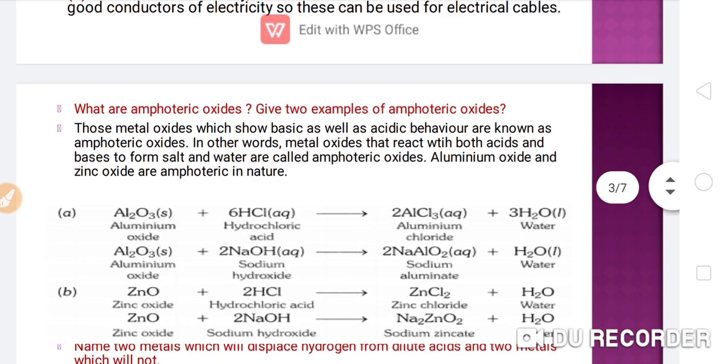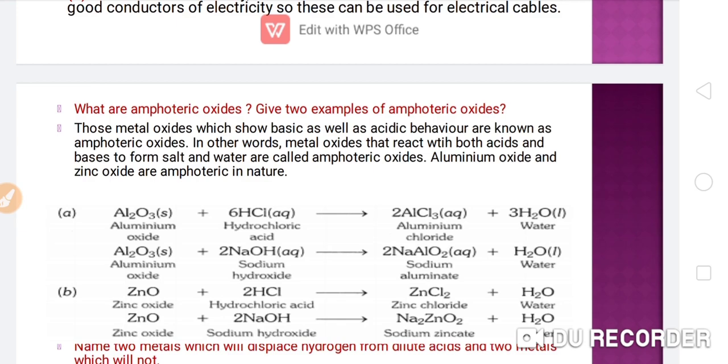Now, what are amphoteric oxides? Give two examples of amphoteric oxides. So here is the answer. Those metal oxides which show basic as well as acidic behavior are known as amphoteric oxides. In other words, metal oxides that react with both acids and bases to form salts and water are called amphoteric oxides. Aluminium oxide and zinc oxide are amphoteric in nature.